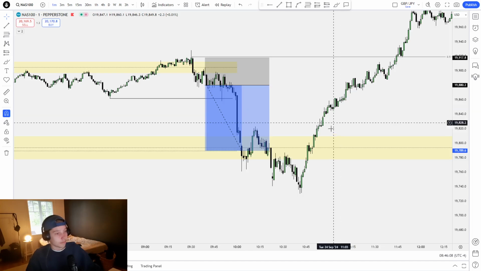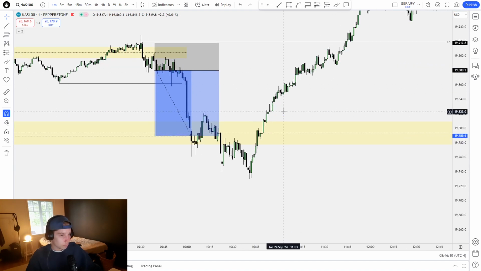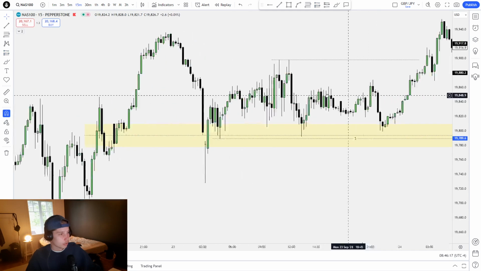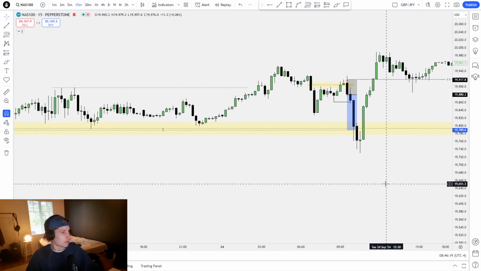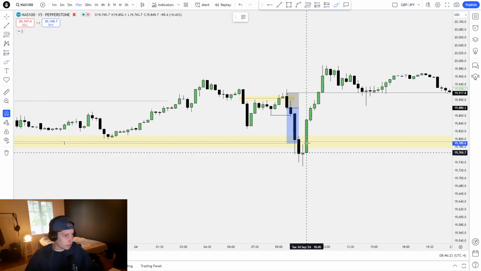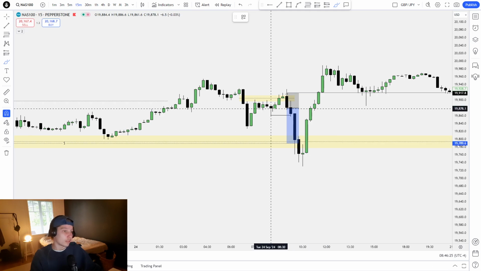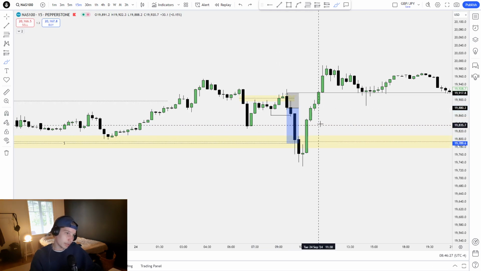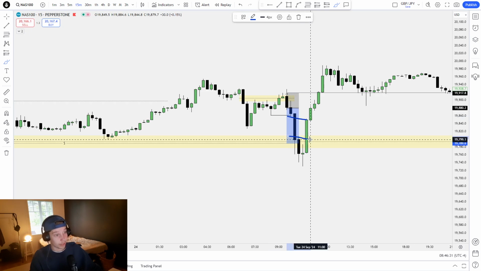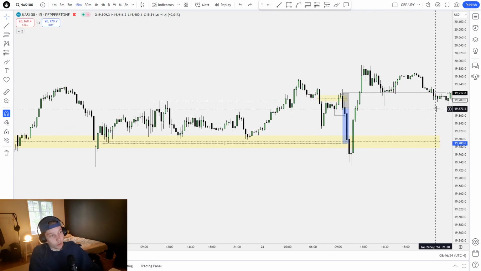So you can see then, how about here? I can't actually remember properly why I didn't execute long here. I believe the reason was that we have seen massive displacement lower. I didn't really know if the market is going to disrespect or respect this fair value gap, and then I just didn't want to do it anymore.